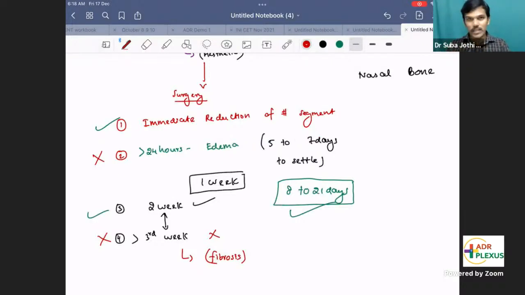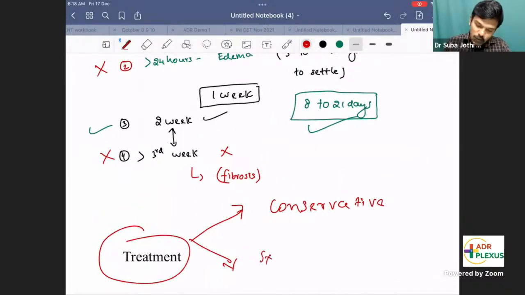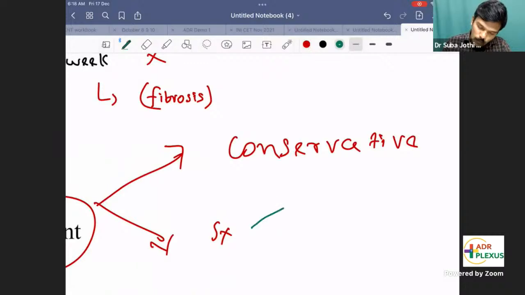So we have seen about fracture nasal bone, and about fracture extending into the nasal septum. Now, what is the treatment? If the patient is okay and doesn't seem to have deformity, conservative management is enough. What surgery are we going to discuss? We can do closed reduction as well as open reduction.